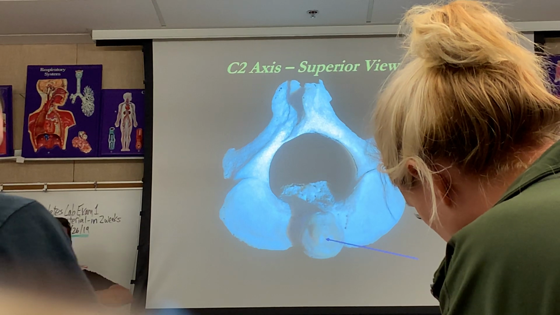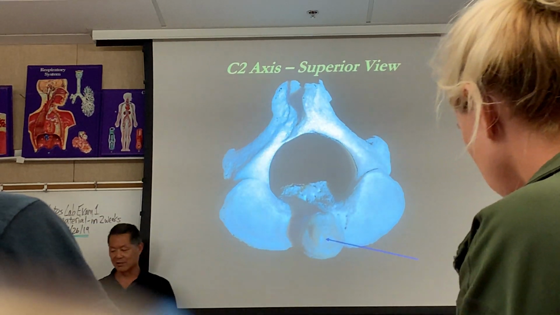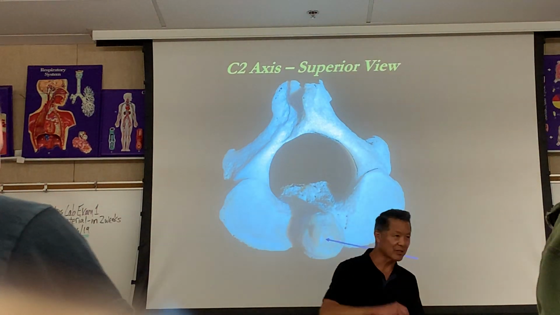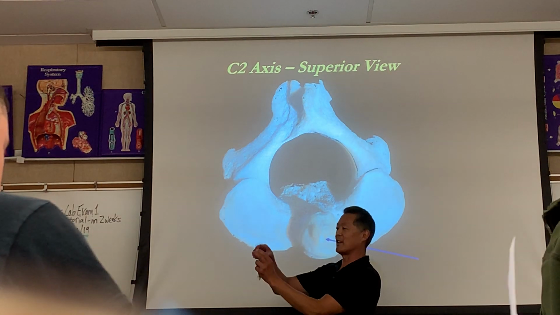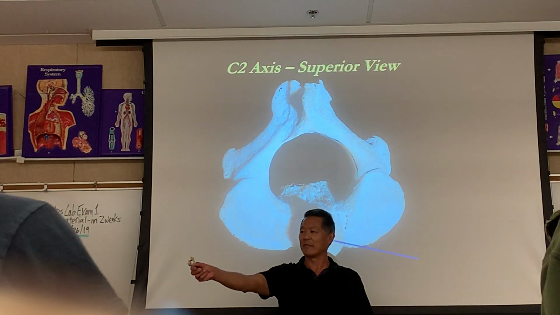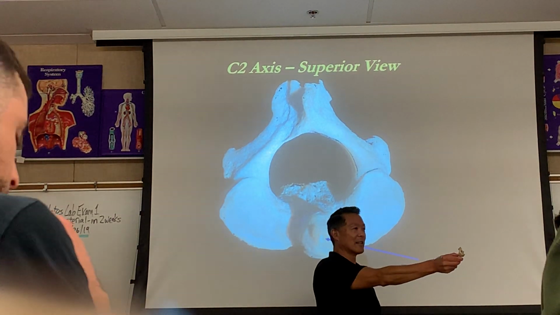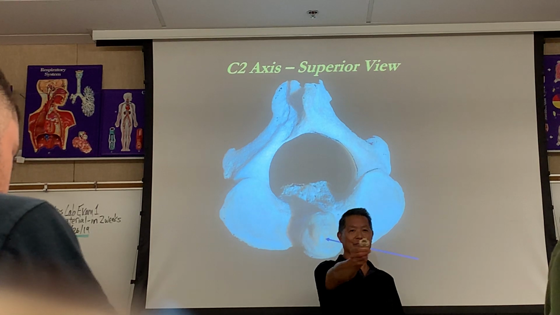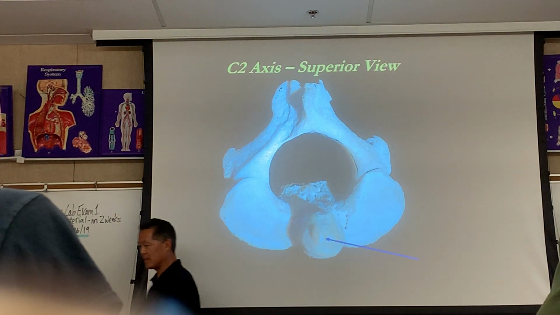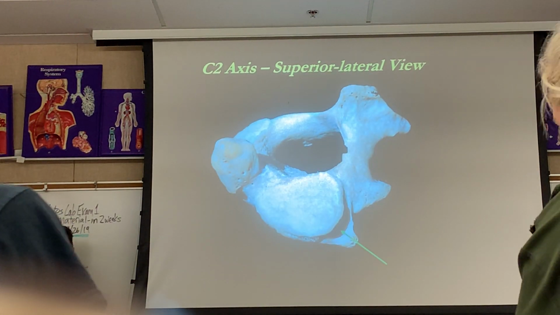The axis has a process called the dens. That's the blue arrow, dens. And the dens is the beginning of the vertebral bodies. So you see the bony strut sticking up here? That's dens. Boom. On the other side of it is the beginning of the bodies. Everybody got it? And like all cervical vertebrae, they do have transverse foramen, just a little bit harder to see on the axis.